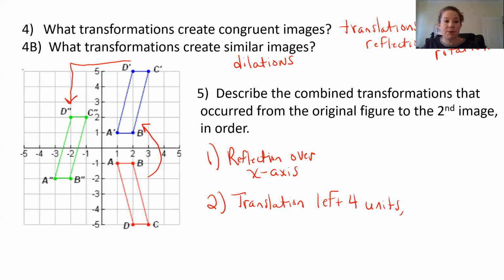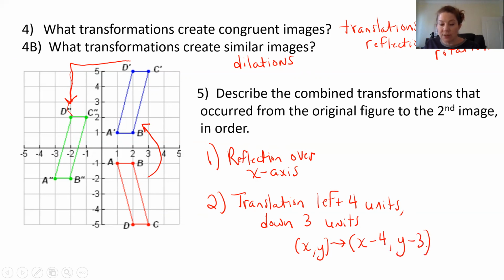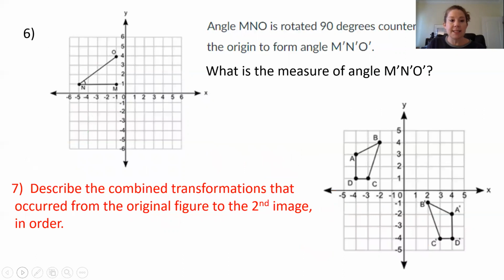And then we went from here, we went down 1, 2, 3, down 3 units. We could also say we moved X, Y, translated it, left 4, and then down 3. So either of those answers would be good answers. All right, I hope you guys are getting yours right.